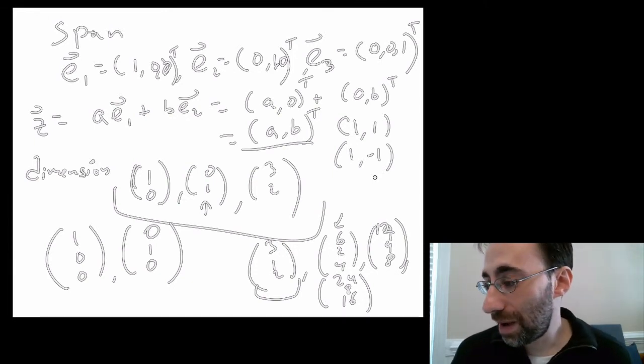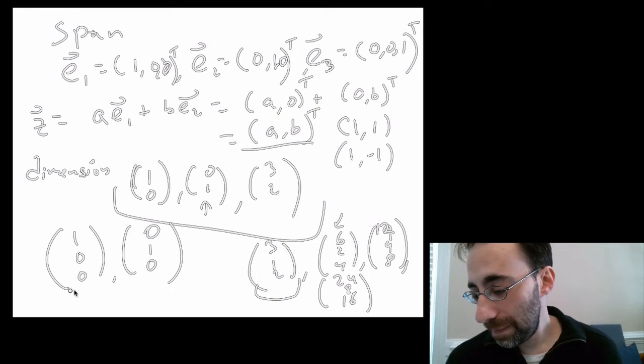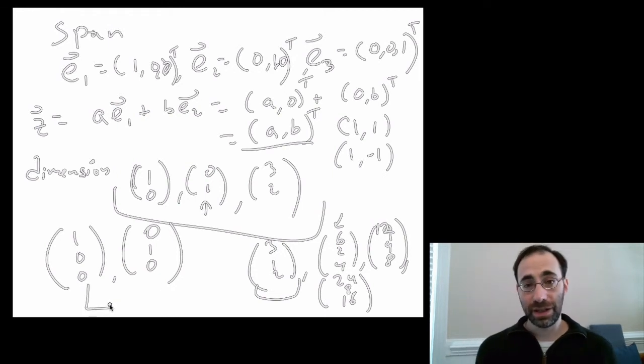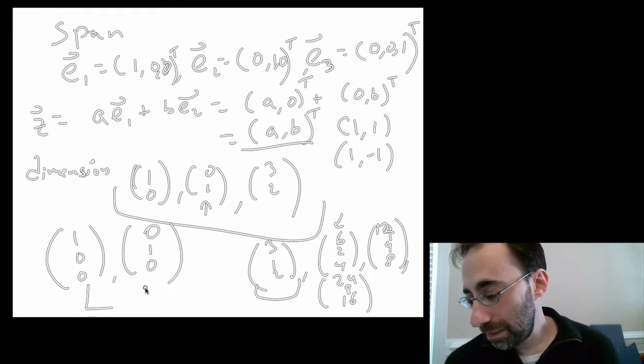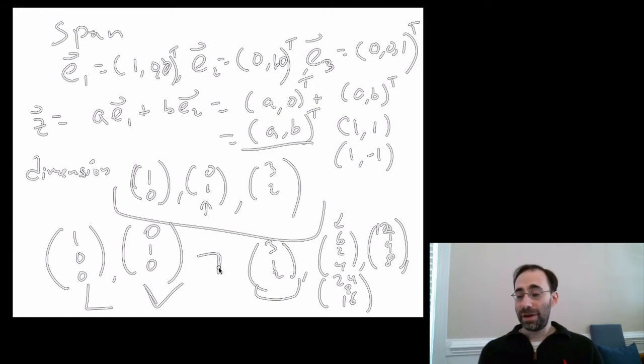And you can see this graphically. So for instance, these two vectors span the space, but so do these two, and so do these two, and so on. Any two vectors that are linearly independent span the space. So there you go.